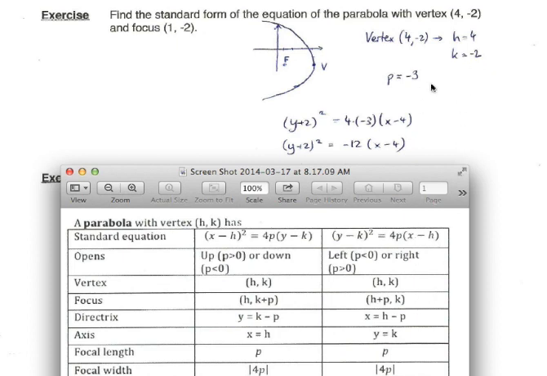Now we have h, k, and p. You can just plug in all these numbers and you get y plus 2 squared equals 4 times negative 3 times x minus 4. And if I just multiply 4 and negative 3, I get the standard equation.